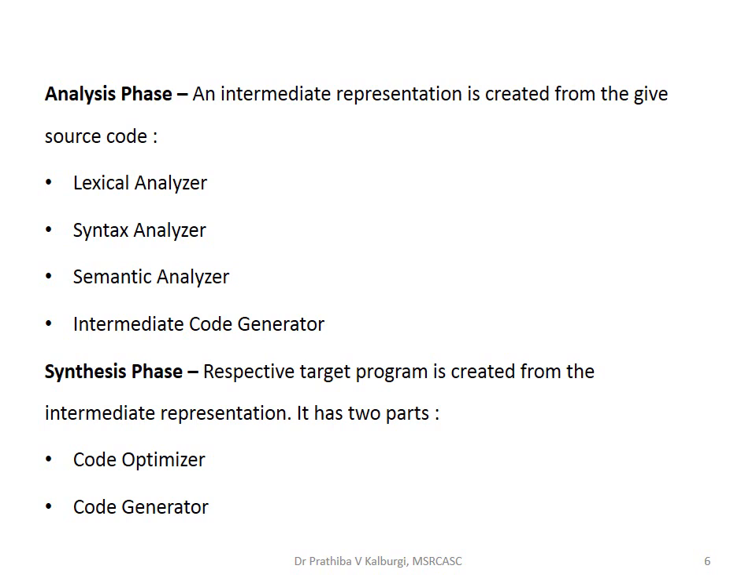So in the analysis phase, we have an intermediate representation which is created from the given source code. Under this, we have four phases. One is called the lexical analyzer. The second is termed the syntax analyzer. The third is the semantic analyzer. And then we have the intermediate code generator.